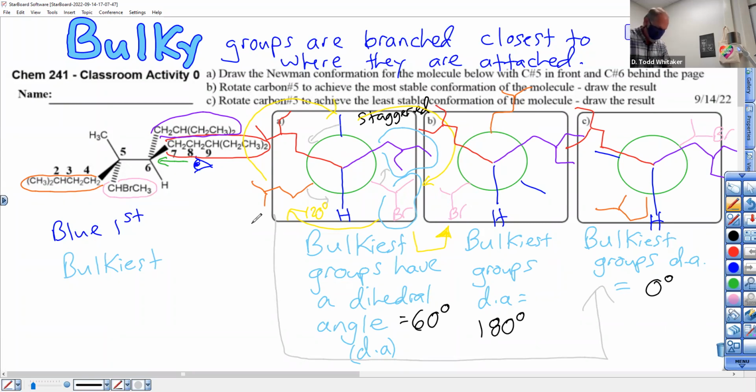Definitely watch the morning video where the only change was I made them look at C6 in front and C5 behind. It changes the whole picture of the question. Even though you're looking at the same molecule from a different angle or different approach, it looks different. All right, here we go.